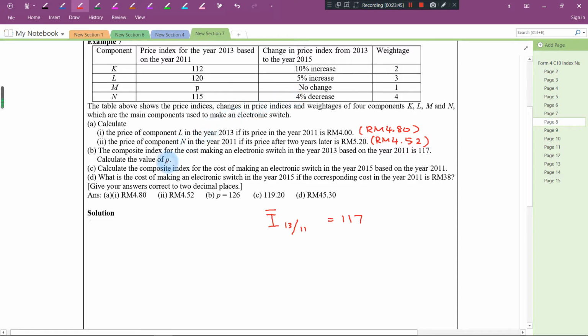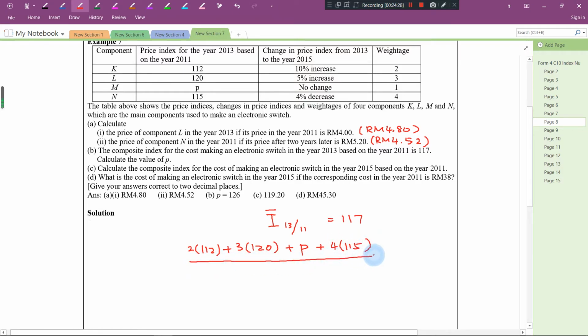Okay, so we want to calculate the P. Still remember the formula that we use to find the composite index? We take the weightage times the index number, then we add all together and we get the composite index. So 2 times 112 plus 3 times 120 plus 1 times P. We don't know what P is; we are going to calculate the value of P. 1 times P, you can just write P. You don't have to write 1 over here. So 4 times 115.